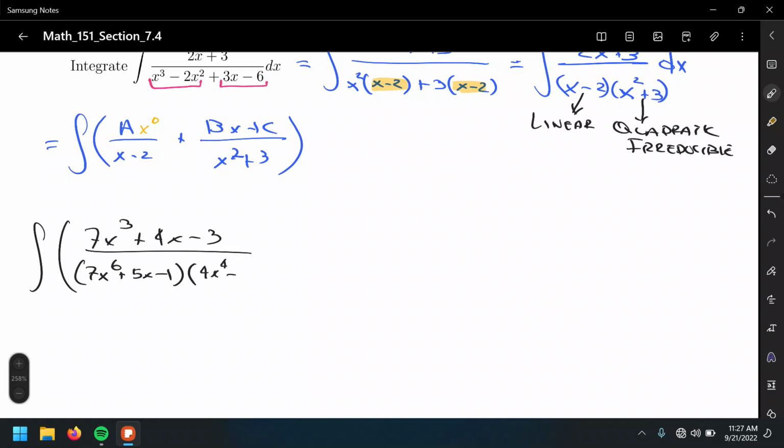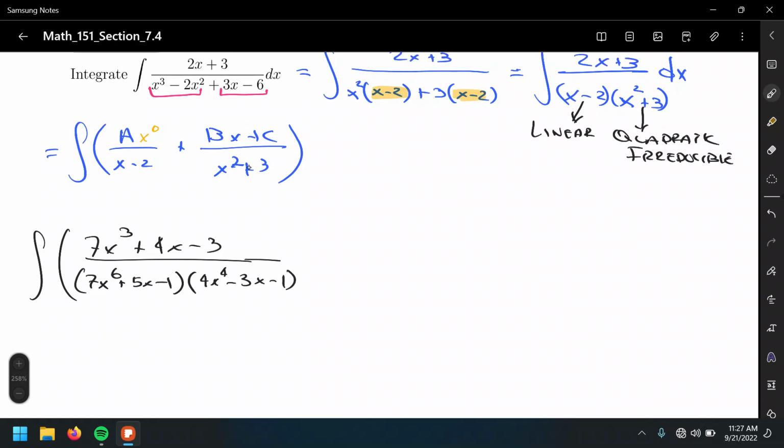4x to the 4th minus 3x squared plus x minus 1. Okay. In the previous example, we got a quadratic irreducible. The quadratic irreducible corresponds to one polynomial that is 1 degree less, which is the linear. What do we have here? We have a 6th polynomial, that is a polynomial of degree 6.